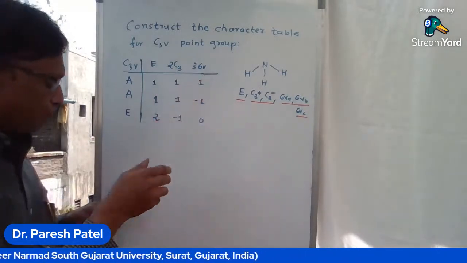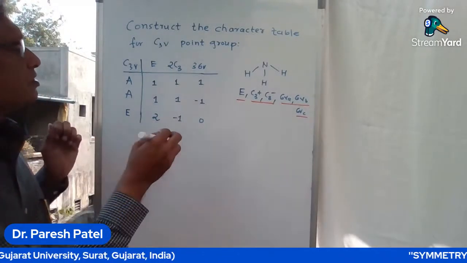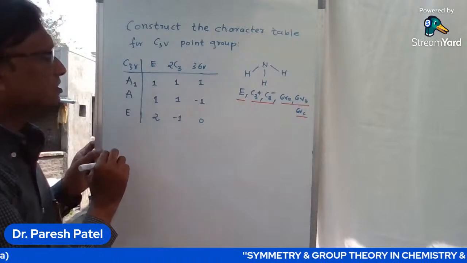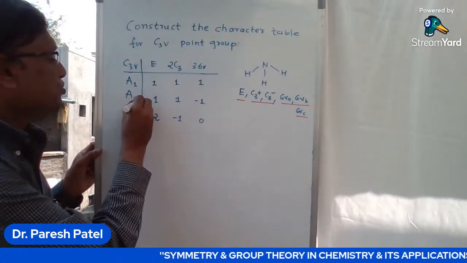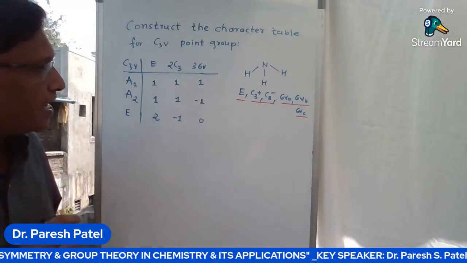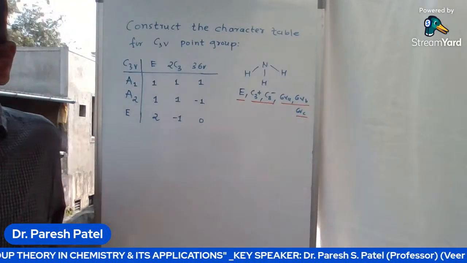So here the value for character sigma v is equal to 1 plus 1. So subscript a1 can be used, 2 can be used, minus 1, 0, it means there is no 2. So this is the character table for the C3v point group.